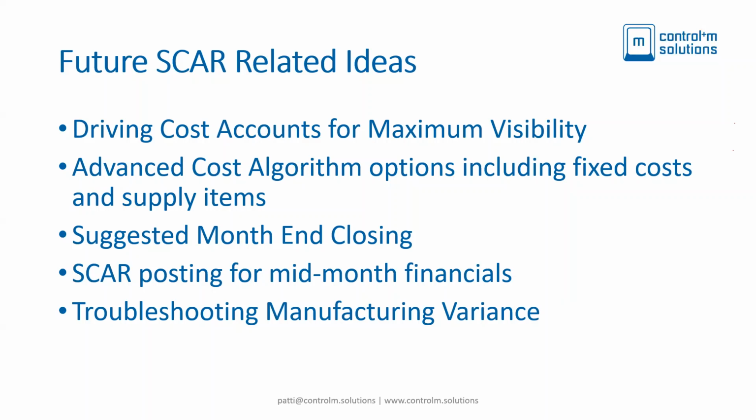We're going to go through the suggested month-end closing. If we get one call frequently, it's why is my material out of whack and why is my inventory count out of whack and how can I get that not to have those big write-ups and write-downs every month? We get that all the time. How to post SCAR for mid-month financials, and the big one is typically troubleshooting manufacturing variance, which is really the recording of the difference between what we expected to use and what we did use for a bill of materials.